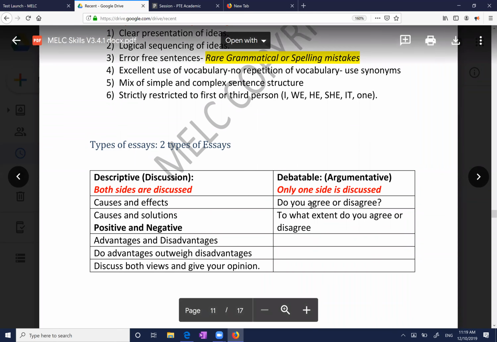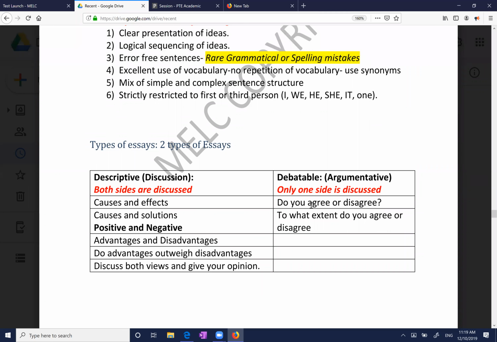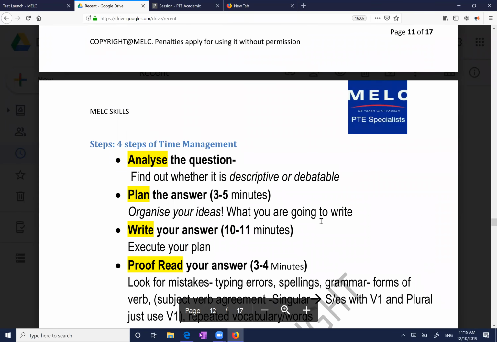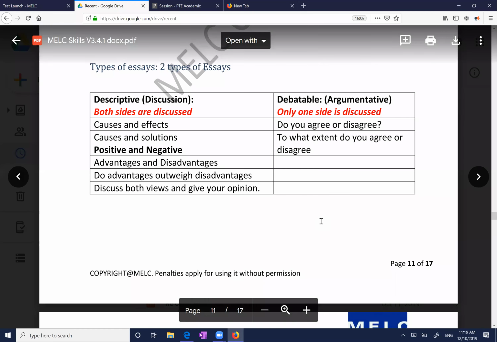If a question says, do you think this is good? It is one-sided or two-sided? One-sided, because it is asking a yes or no question. Any question that can be answered with a yes or no is debatable. It is just asking your opinion. We understand this? Okay.